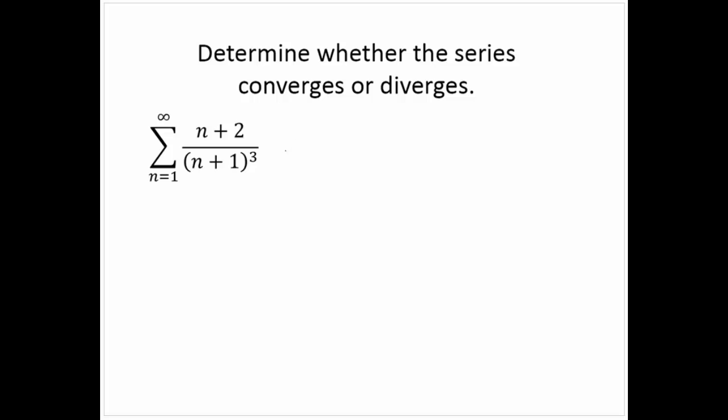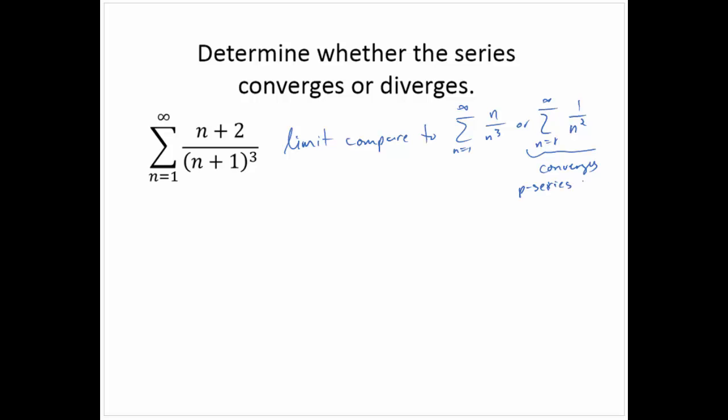So what I'm going to try is a limit comparison. I'm going to limit compare to sigma n equals 1 to infinity of n over n cubed, or sigma n equals 1 to infinity of 1 over n squared. Now, I know that this converges because it's a p-series with p greater than 1. So let's keep that in mind.